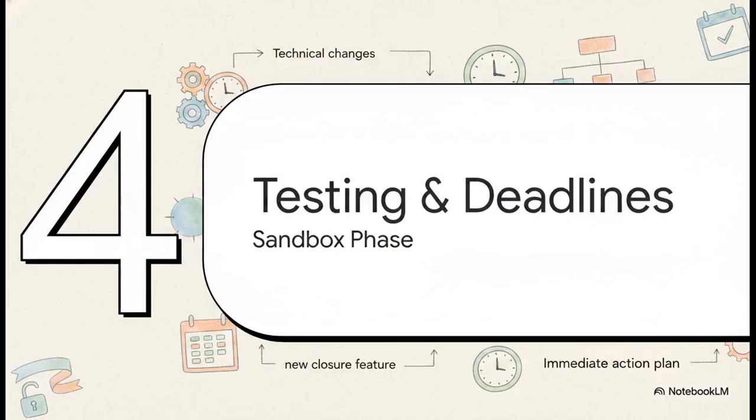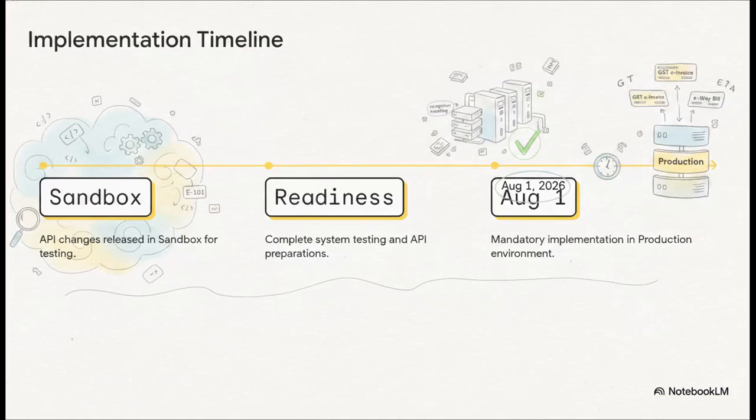Which brings us to our final section, sandbox testing and deadlines. Visually mapping out the timeline here, you can see exactly where we stand today. We are already in the sandbox phase. Every single API change, validation rule, and error code we just went over has been released into the sandbox environment. Your readiness phase starts right now.